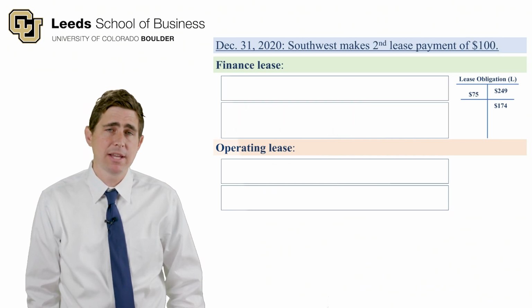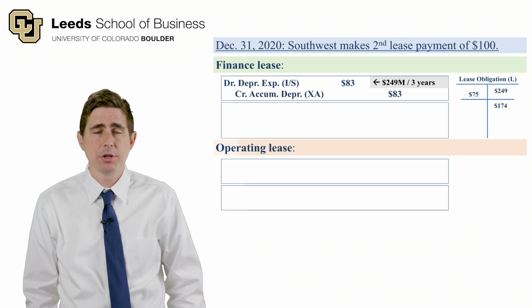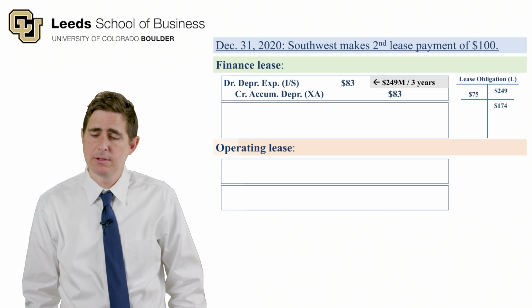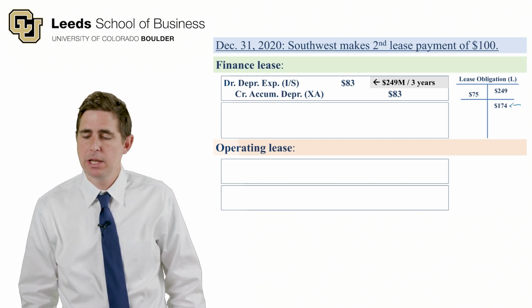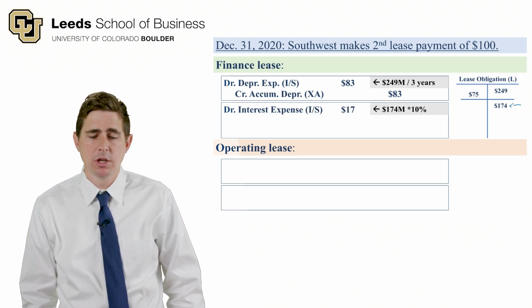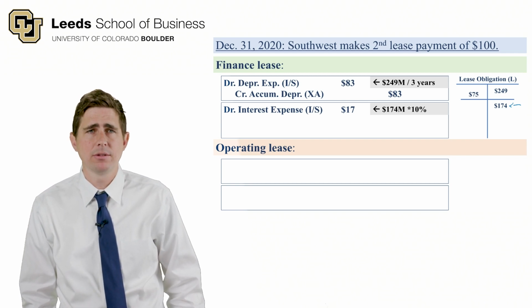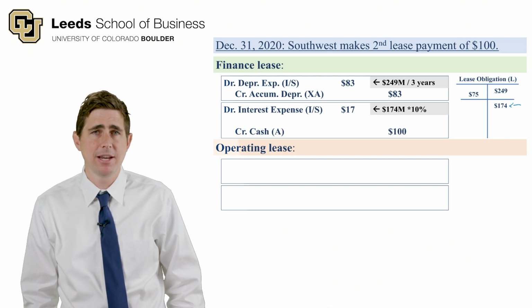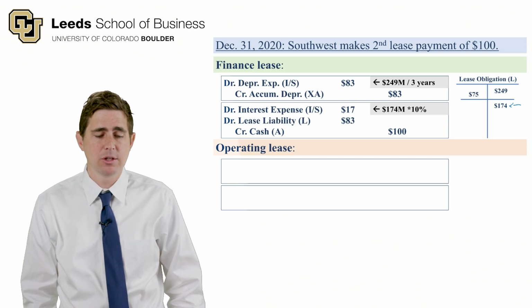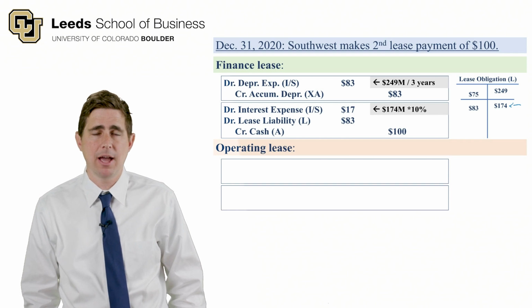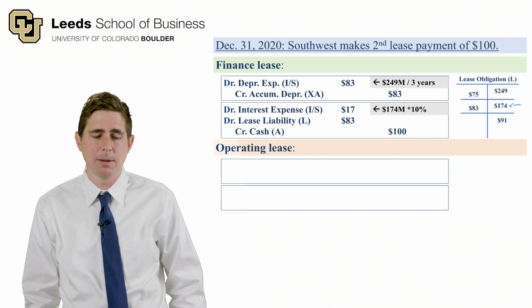In the next year, we'll make the same journal entries, okay? We're going to straight line depreciate the asset again, another $83. Now we're going to record interest expense, but we've got a new beginning book value. Our new beginning book value is $174. So we'll take that 174 times 10%, and now we have interest expense of $17. We've got a cash payment of $100. The difference between 17 and 100 is 83. And so we'll amortize the lease liability by 83. I'll post that 83 to the T account. And now we have a new ending balance in our T account of $91 left on that obligation.